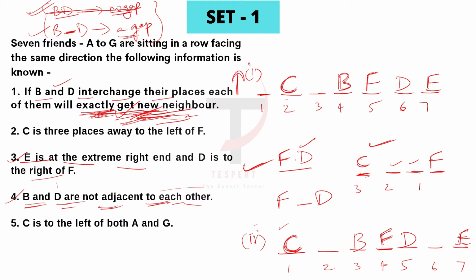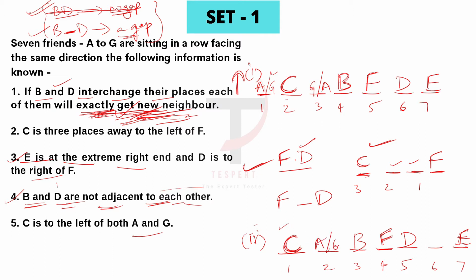So what about the fifth statement? C is to the left of both A and G. So in the first case, we have to still adjust A and G, which means A can come here or G can come here. If A comes here, G will come here, and A would come here if G comes here. Alright. And what about case 2? A or G or G or A?